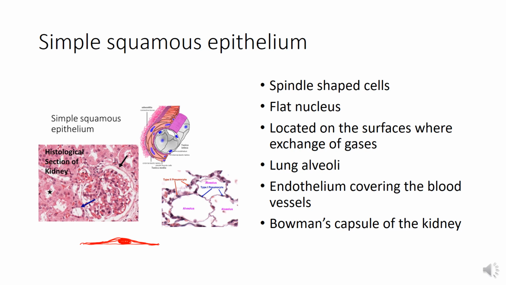Now an example is the lung alveoli. They are present in the lining of lung alveoli. They are present in the blood vessels, whether they are the arteries or the veins or the capillaries. The lining epithelium of the blood vessels consists of squamous cells, and these are usually known as endothelium. Also, they are present in the Bowman's capsule of the kidney. You can see here the Bowman's capsule of the kidney.